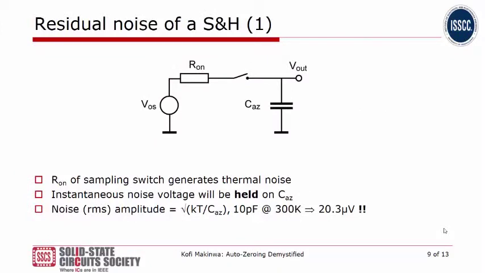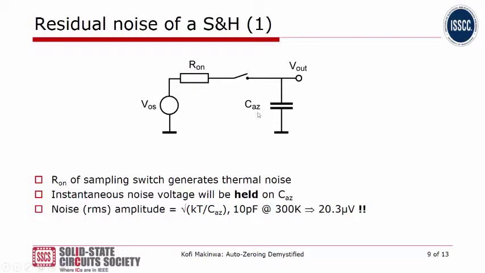So that was about offset. What about noise? Well, the key element of an auto-zeroed amplifier is a sample and hold. And here's an old schematic which you may remember from your early signal processing classes. This is a sample and hold circuit, and its switch will always have a certain resistance associated with it. This resistance generates thermal noise, and when this switch opens, the sampling switch, the instantaneous value of this thermal noise will be sampled on this cap.